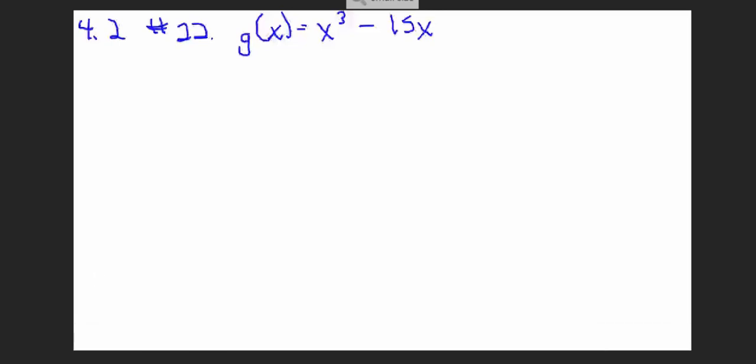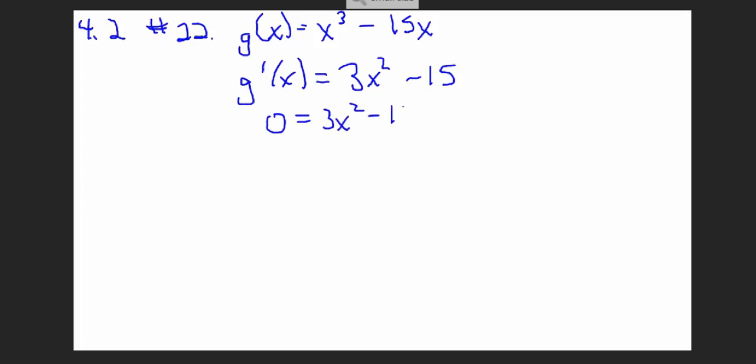This is my number 22 on section 4.2. They give you this function and it asks us to find the relative extrema using the second derivative test. So we need to take the first derivative, set that equal to 0, and solve for x. And these would be our critical values.